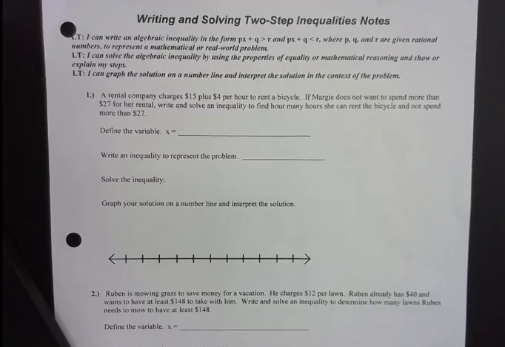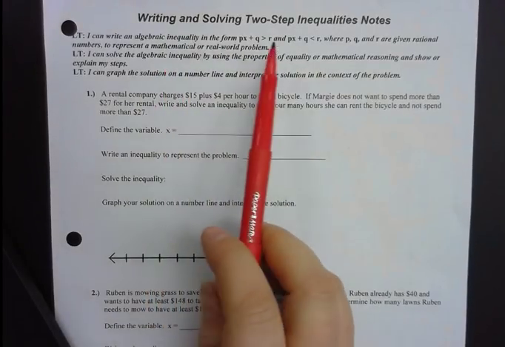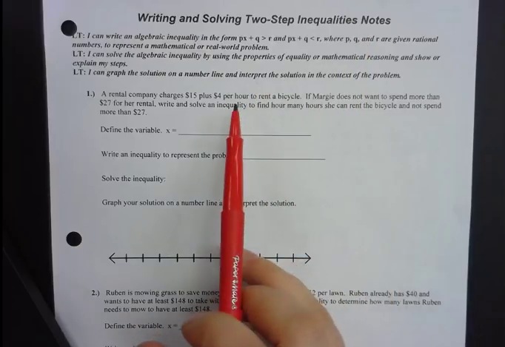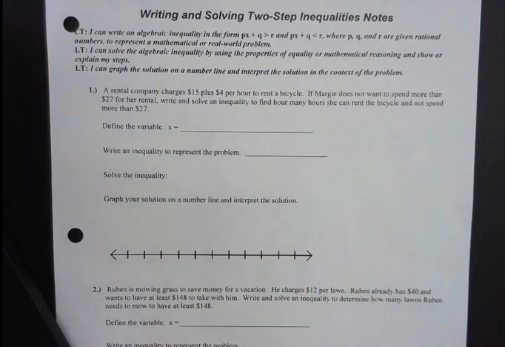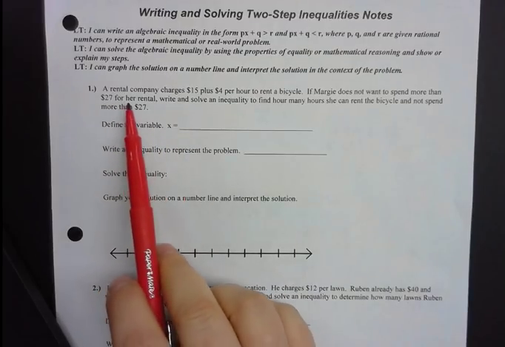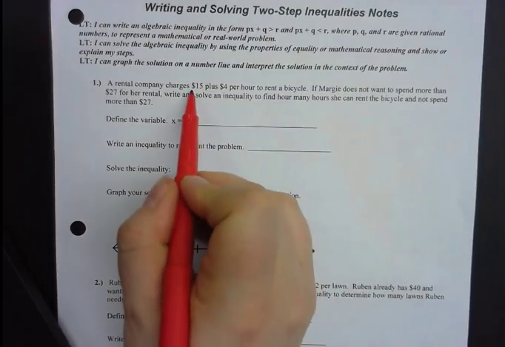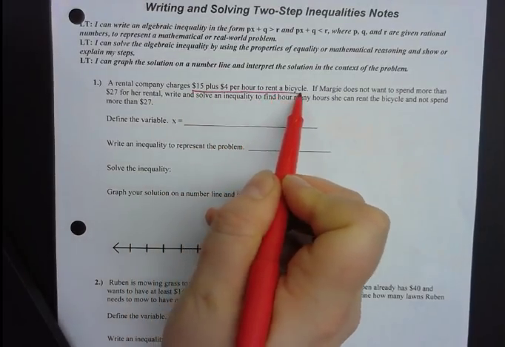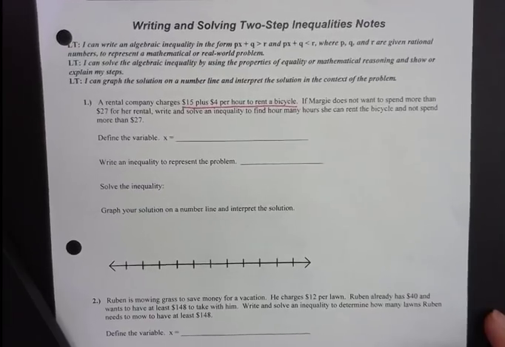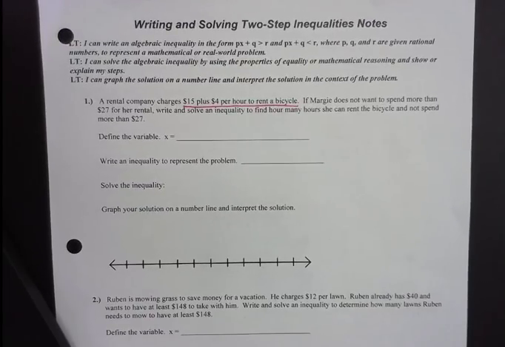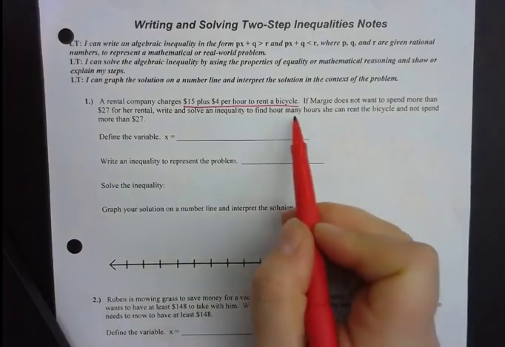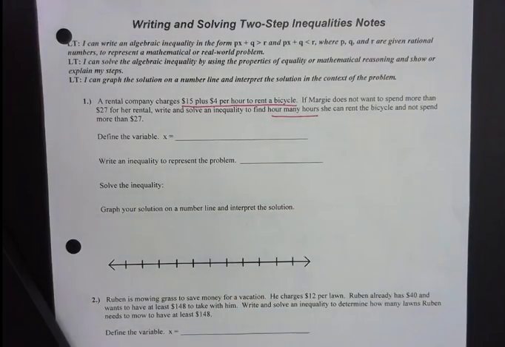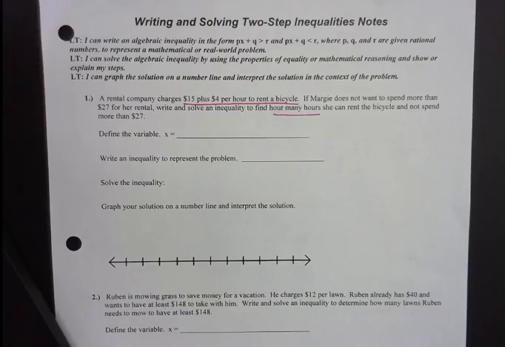Okay, so let's go ahead and start looking at writing and solving two-step inequalities from word problems. It's going to be the exact same thing as equations, except we have to have an inequality sign, okay? So, a rental company charges $15 plus $4 per hour to rent a bicycle. If Margie does not want to spend more than $27 for her rental, write and solve an inequality to find how many hours she can rent the bicycle and not spend more than $27.